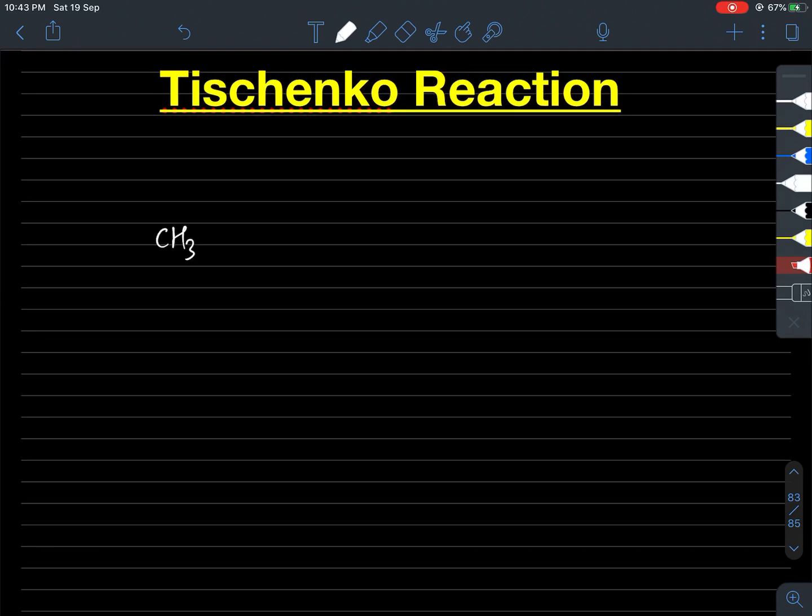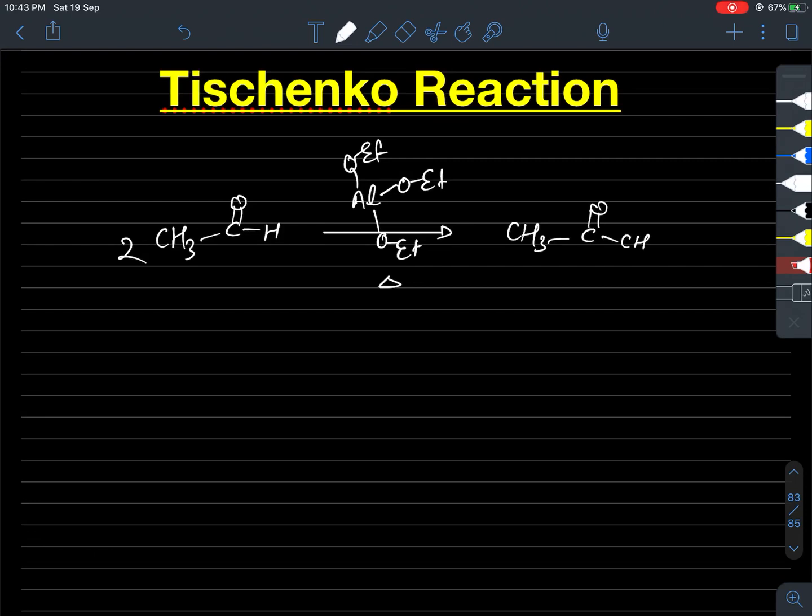Tischenko reaction is possible even if you have alpha hydrogen, right? So I would like to quote an example. Suppose I took acetaldehyde, then you just need to take a Lewis acid catalyst, which is aluminum ethoxide, Al(OEt)3, and in the presence of this simply heat it. So two such molecules are going to combine with each other and they are going to form an ester.